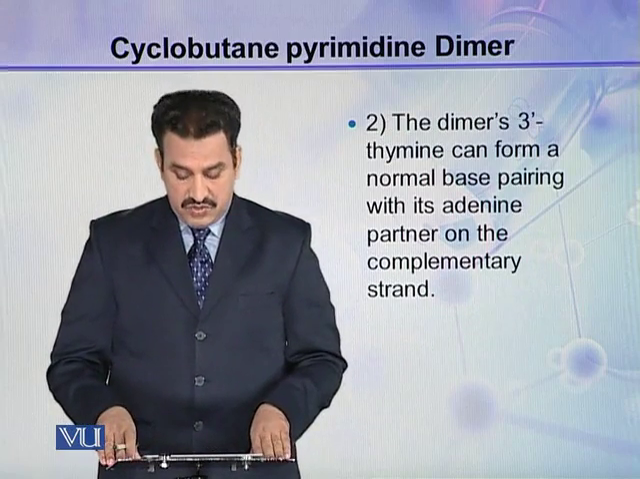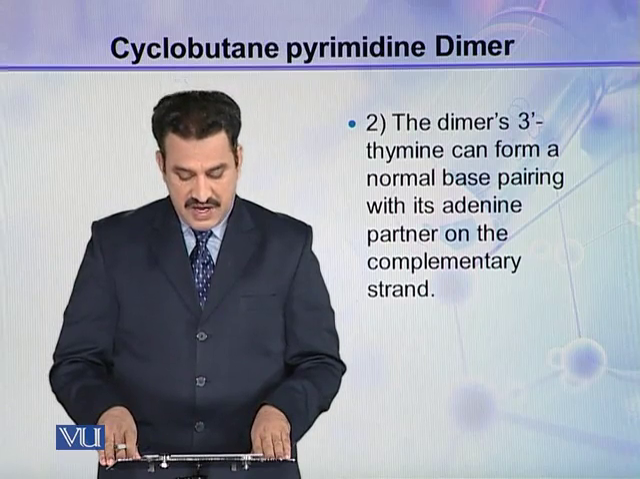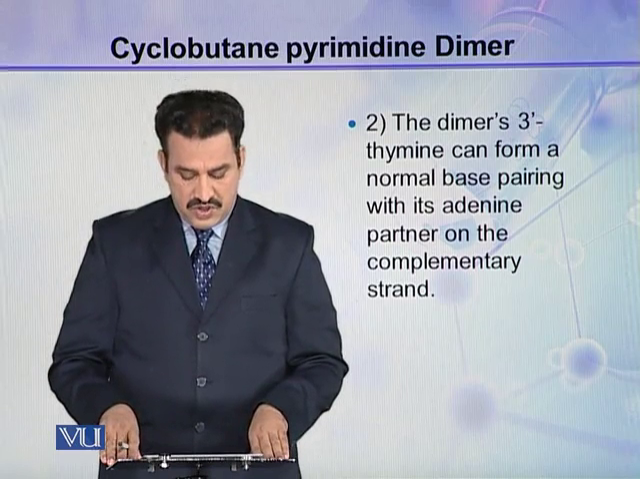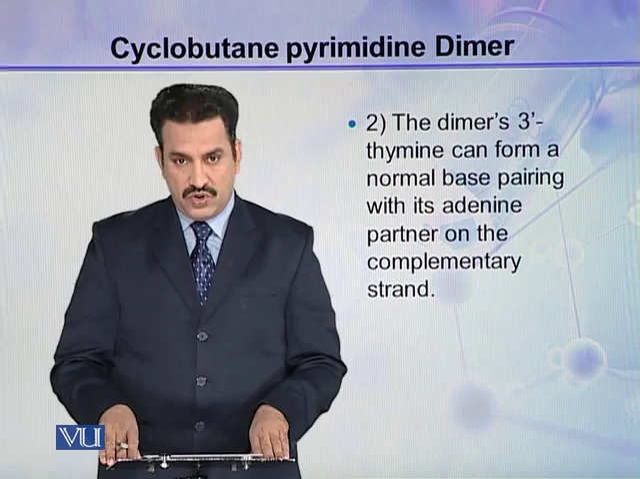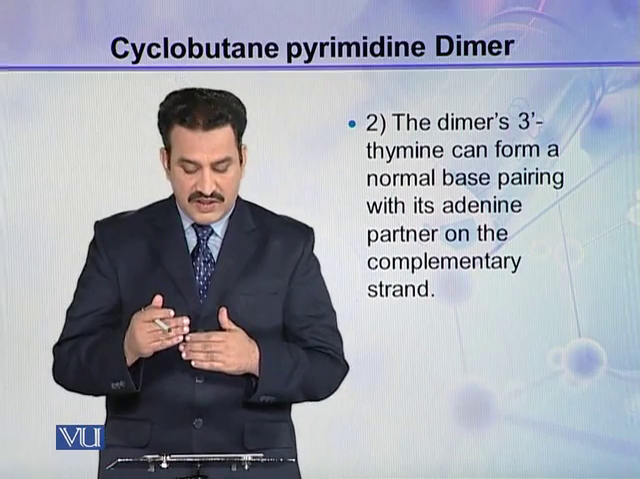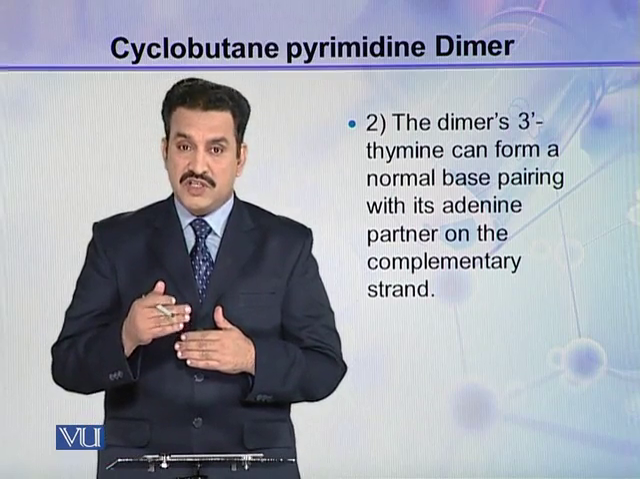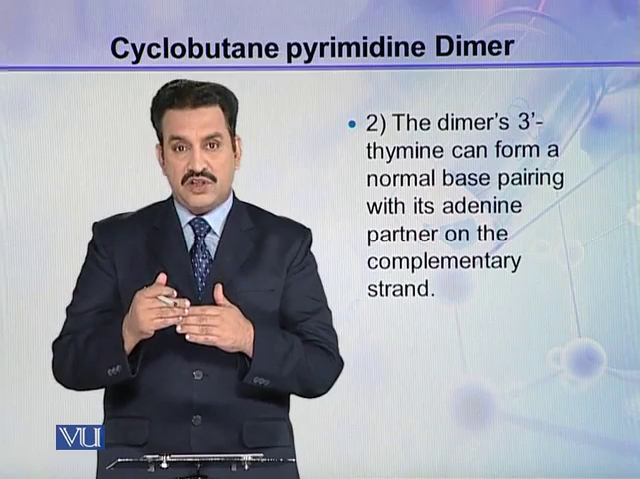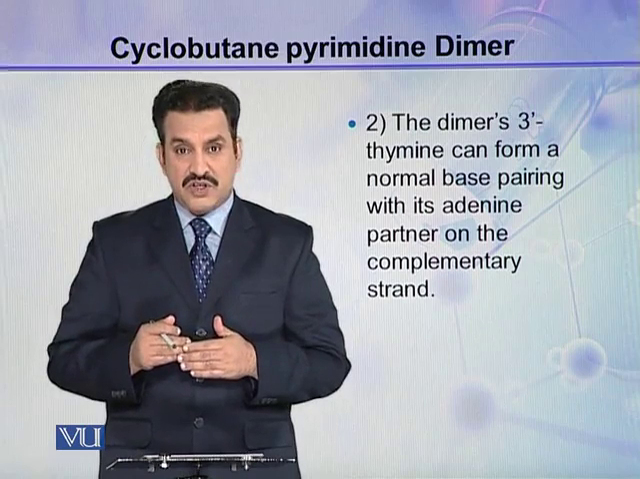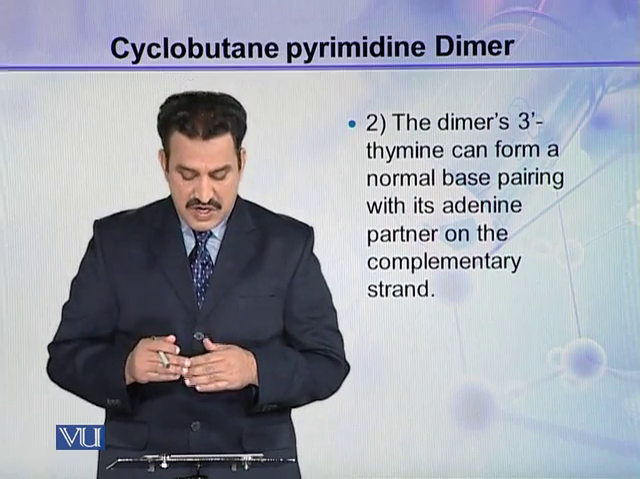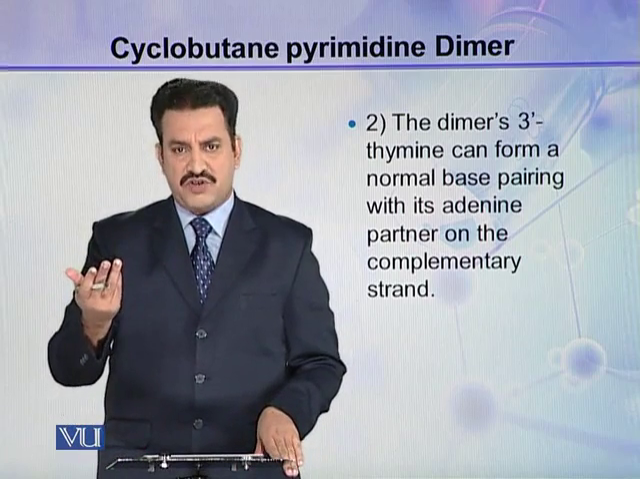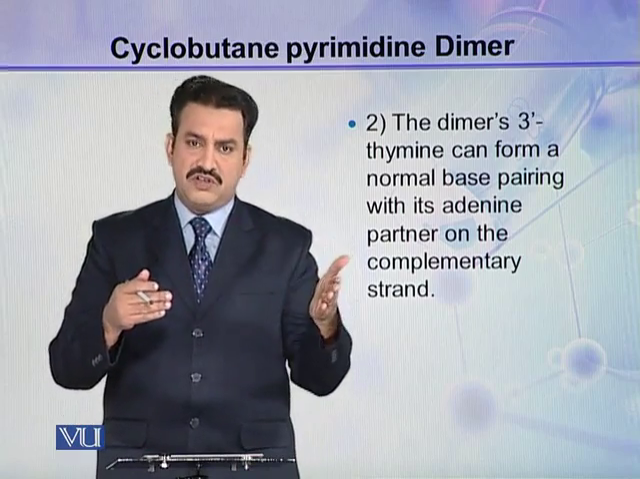The dimer's 3' thymine can form a normal base pairing with its adenine partner on the complementary strand. As you know, in this dimer two thymines are involved. One thymine is towards the 3' end and the other thymine is towards the 5' end. The thymine towards the 3' end can make normal, compatible base pairing with its adenine partner on the other strand.